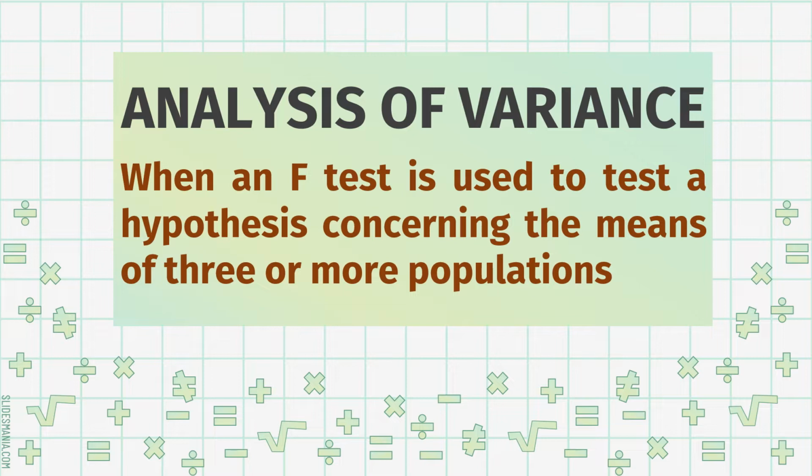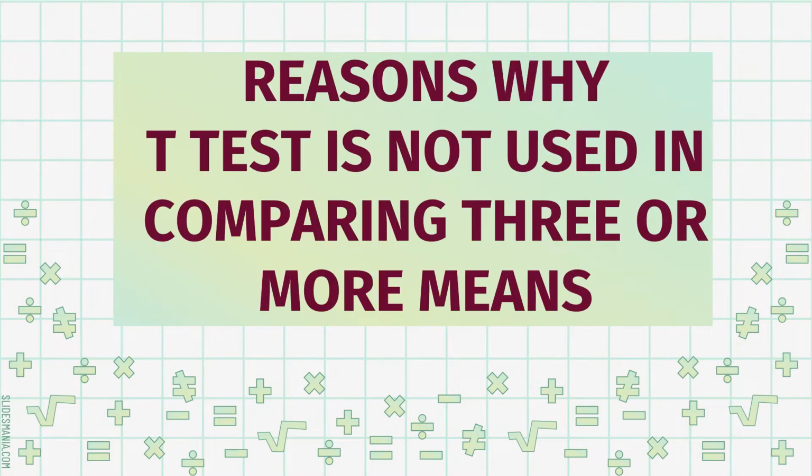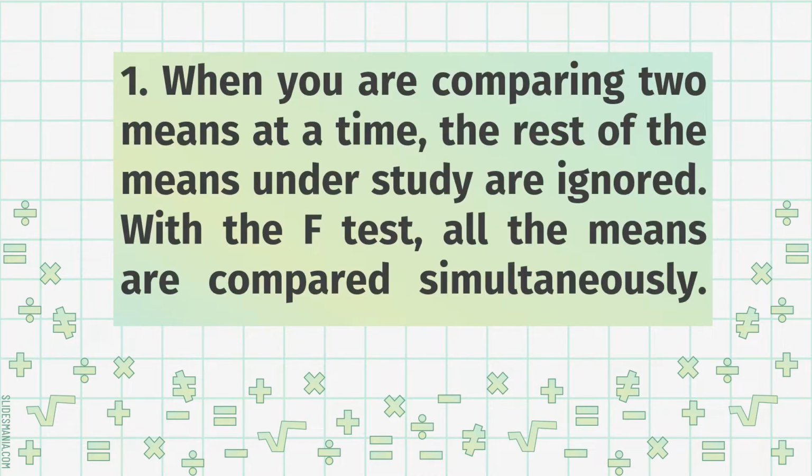So an f-test is used to test a hypothesis concerning the means of three or more populations. Going back to the question a while ago, why can't we just simply use the t-test just like in Chapter 9? These are the reasons why the t-test is not used in comparing three or more means. First, when you are comparing two means at a time, the rest of the means under study are ignored.